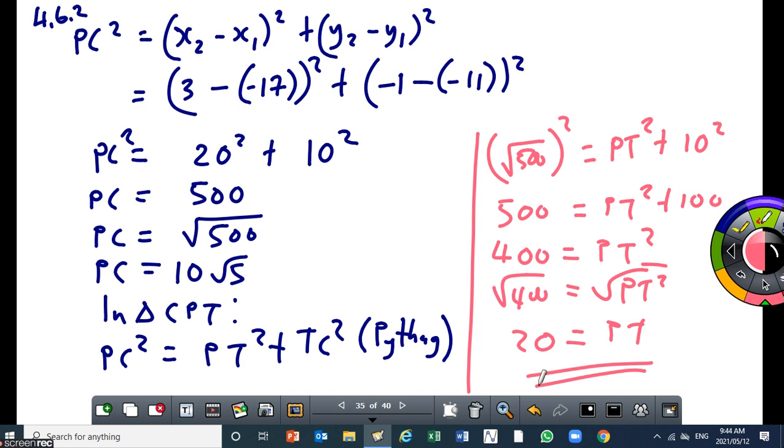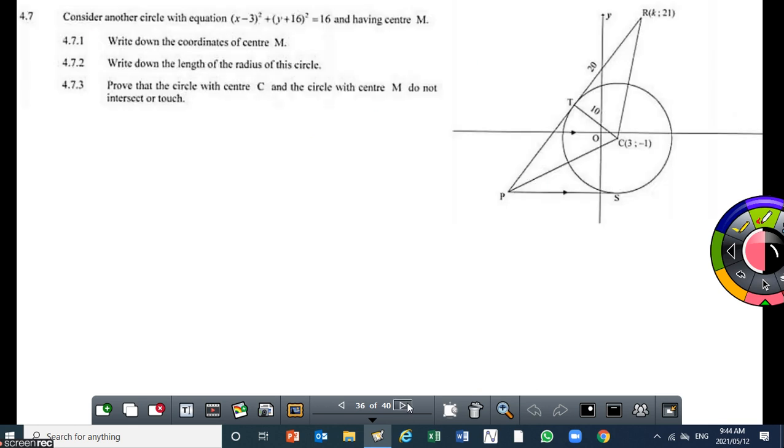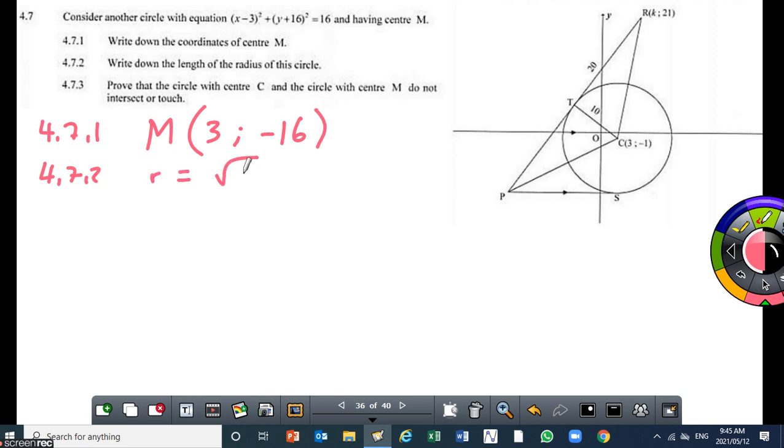And last question I think before we go. 4.7.1, write down the coordinates of the center. There's a minus there, there's a plus there, which means the x value at the center is positive, the y value is negative. So that's 4.7.1. 4.7.2, we want the length of the radius. So our radius is equal to the square root of 16, which is 4 units. So this is very straightforward.